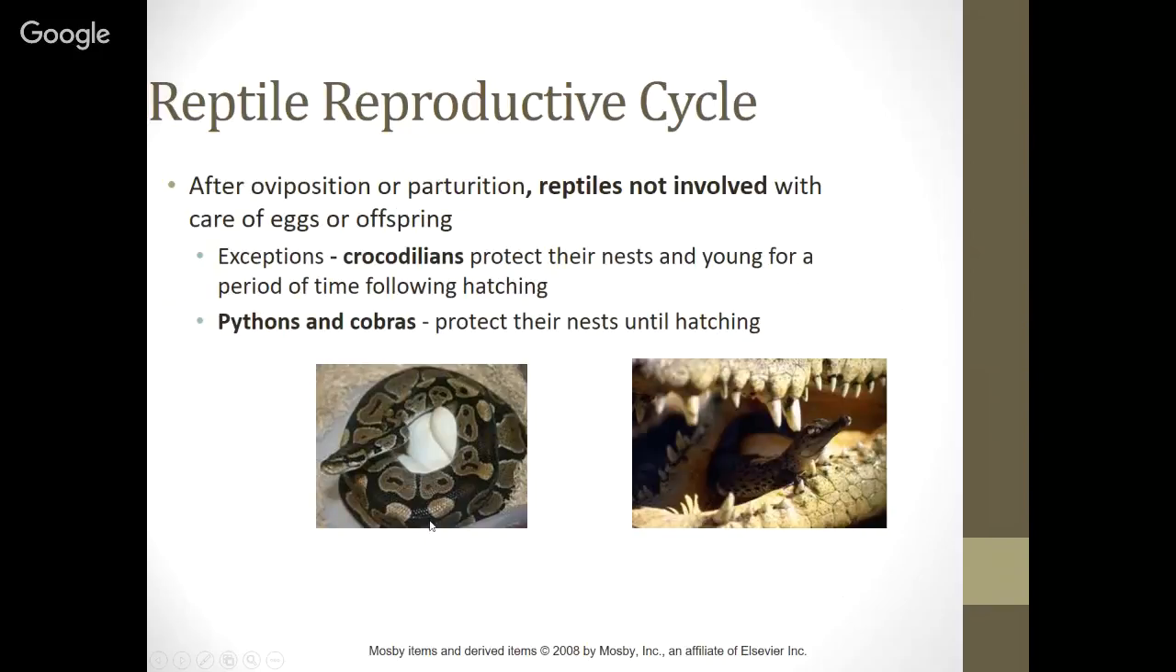After oviposition or parturition, reptiles are not involved with care of their eggs or offspring. There are some exceptions. Crocodilians protect their nests and young for a period of time following hatching. Pythons and cobras protect their nests until hatching. So this is a little crocodilian hanging out in mama's mouth.